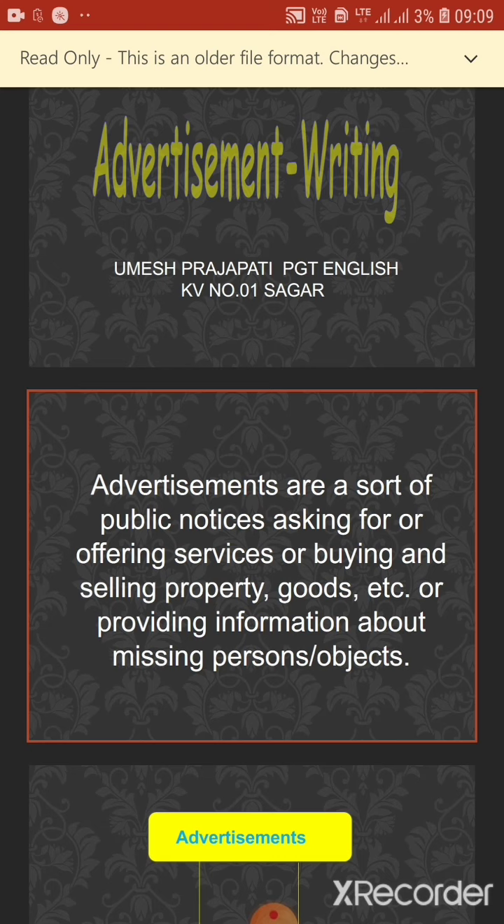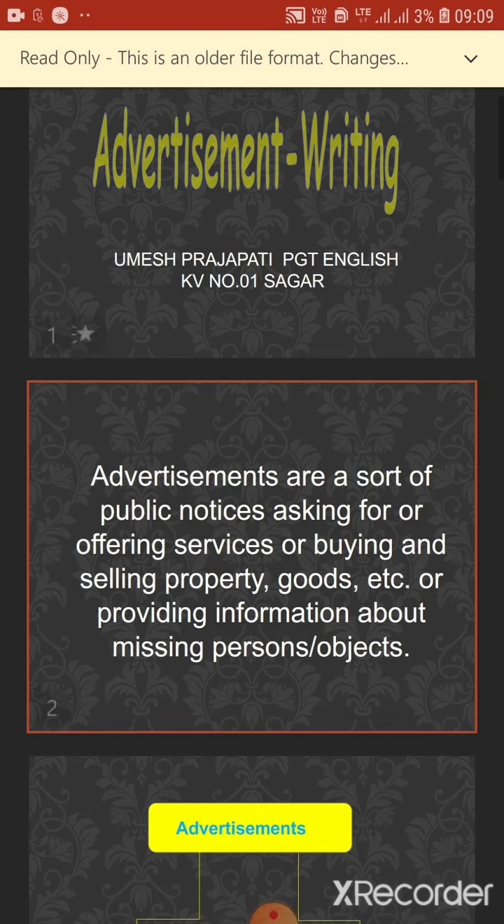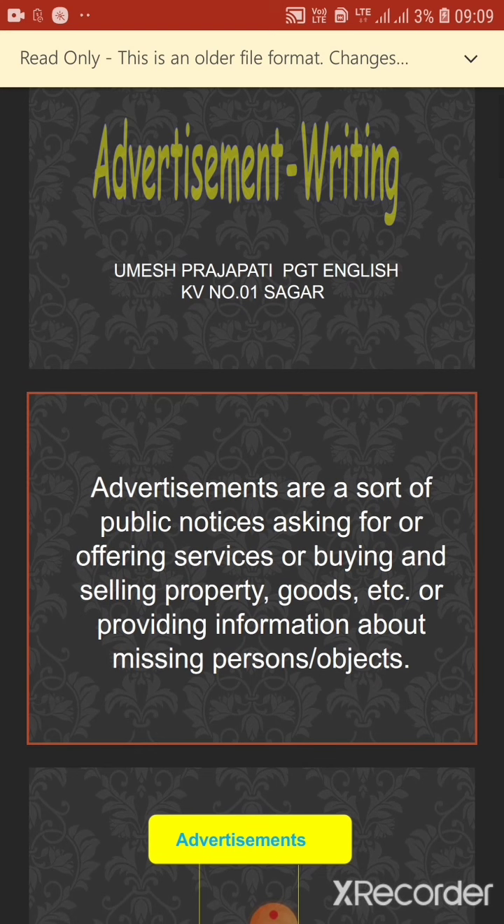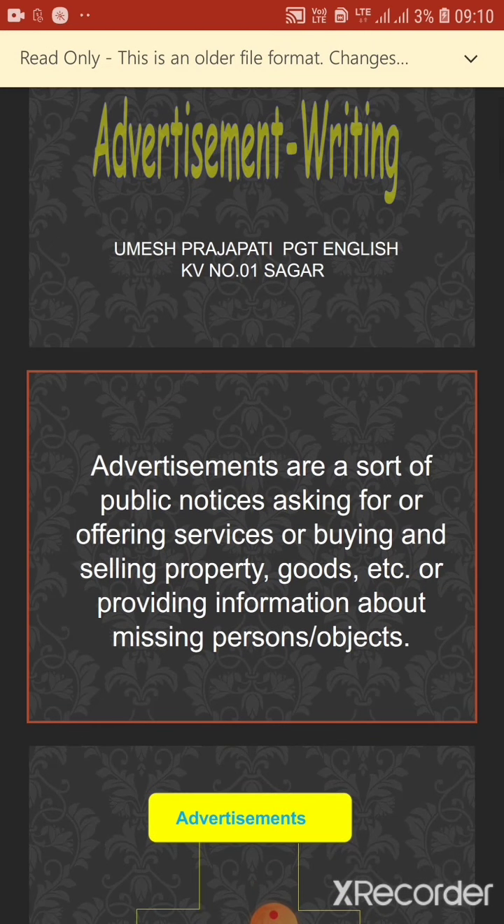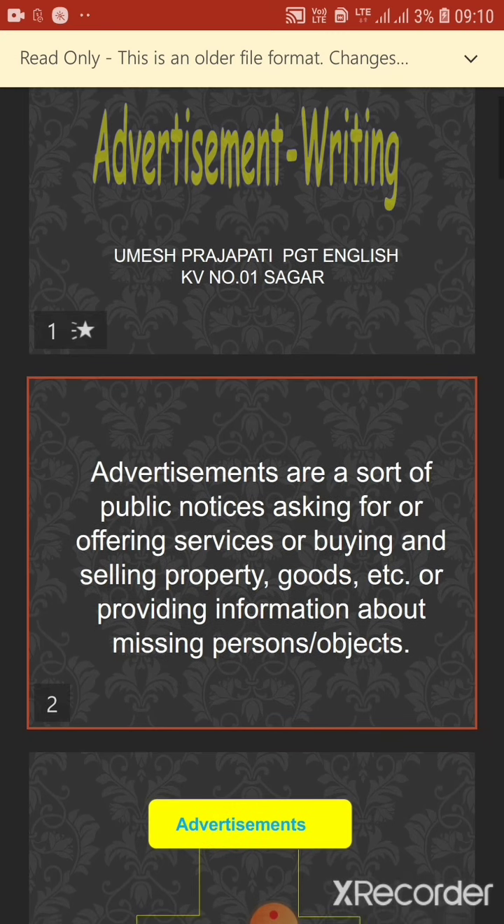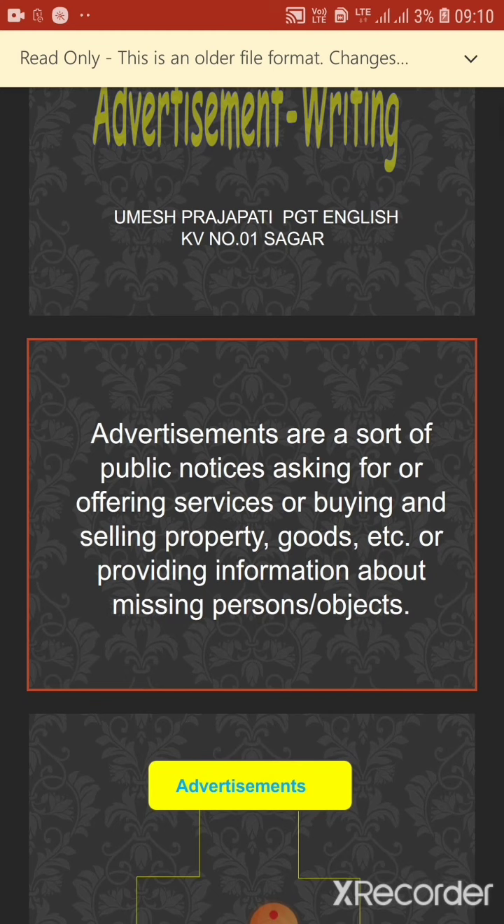So the last line makes it quite clear. It is non-personal. It is a non-personal, oral or visual message regarding a product, as we see in advertisements in electronic media. But as we are going to discuss writing skills, it is about print media, not electronic media.